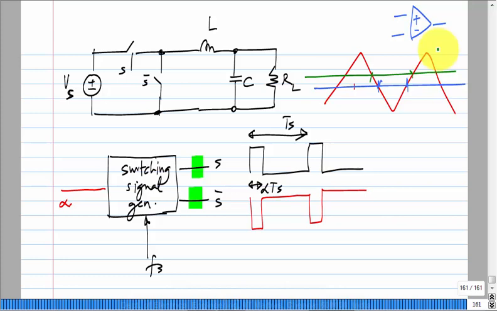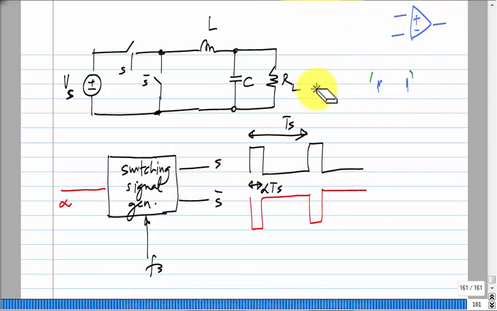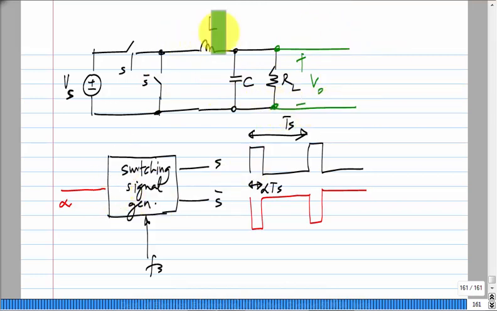Basically, we have an input alpha, and we have this output voltage V naught, and we know that this L and C are chosen properly so that they will filter off the ripple. So let's ignore the ripple for now. So by changing alpha, I can change the output voltage. Is that okay?